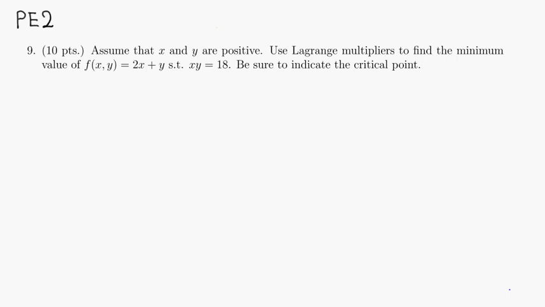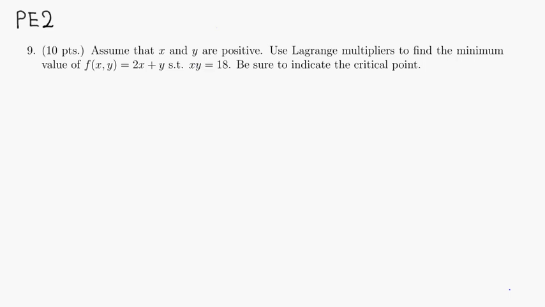Alright, let's look at practice exam 2, problem number 9. Let's say x and y are positive numbers, and use Lagrange multipliers to find the minimum value of this function subject to this constraint xy equals 18. So let's do that.